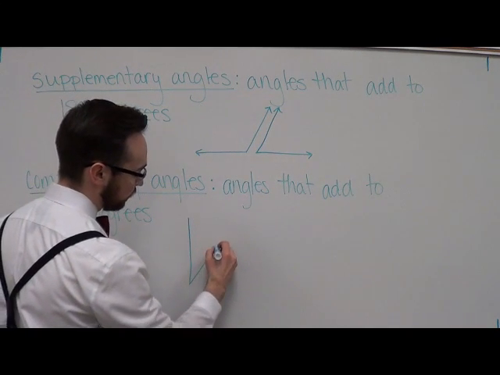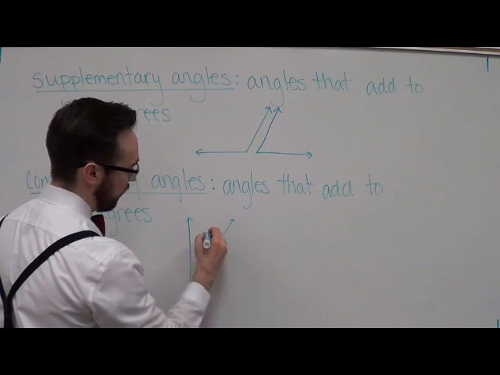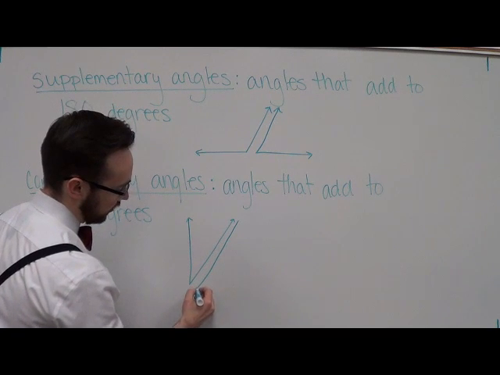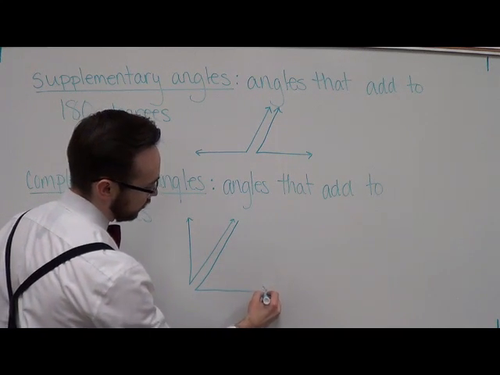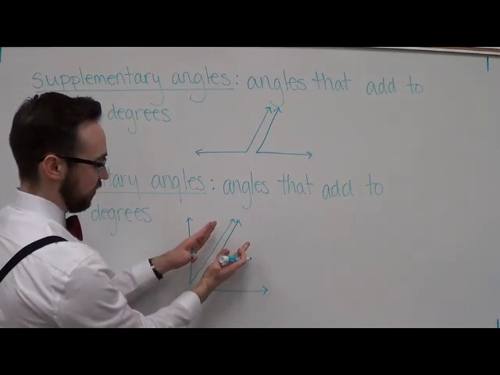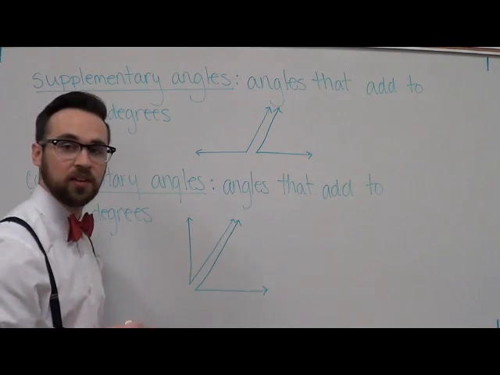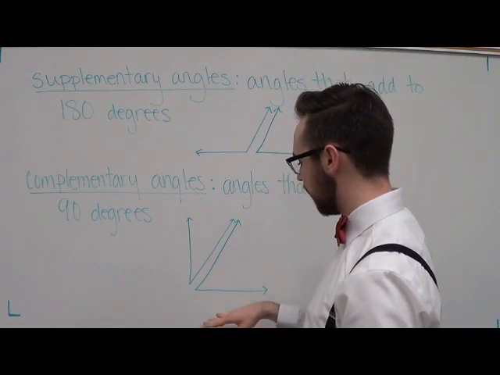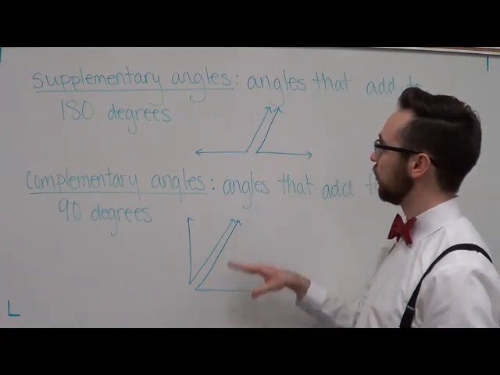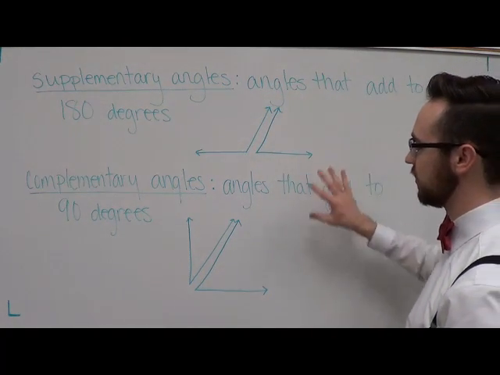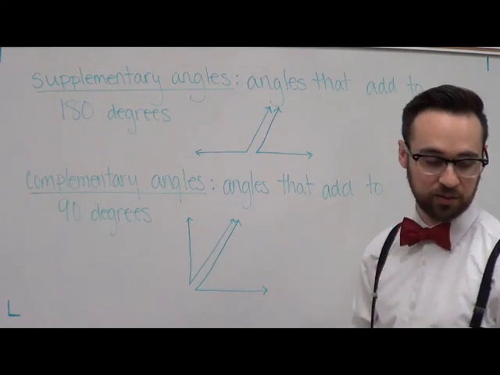Complementary angles should form a right angle if they were touching and side by side. So these two would be complementary, because again, if I put those side by side and made them adjacent, this is all going to give us the 90-degree angle. So supplementary, 180 degrees, complementary, 90 degrees.